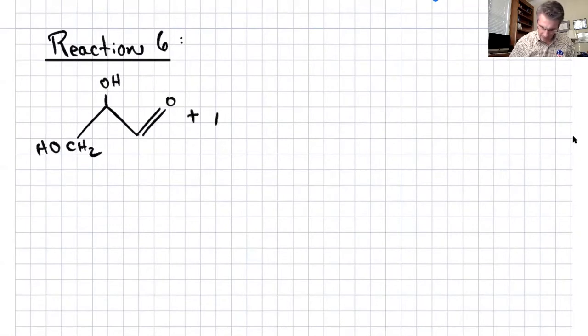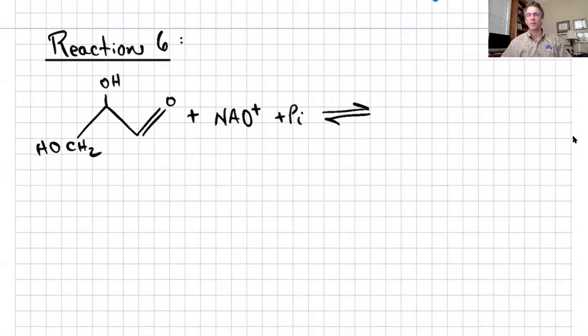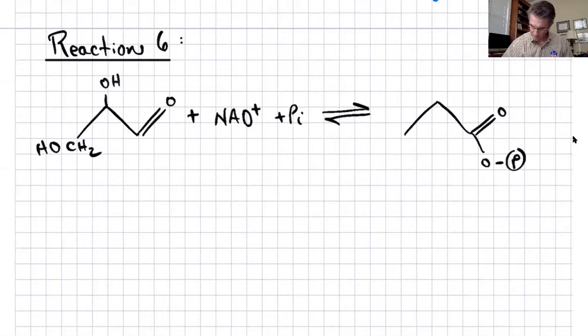we're going to take some oxidized NAD, right? We're going to take a little inorganic phosphate, right? And we're going to run an oxidatively coupled phosphorylation reaction that is going to generate our first high energy acyl phosphate compound, which is, of course, this guy.